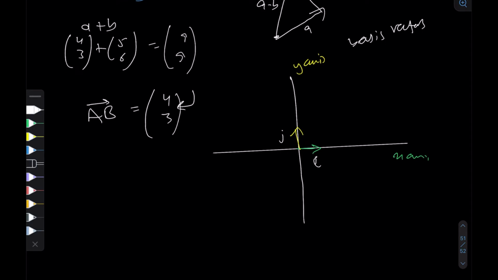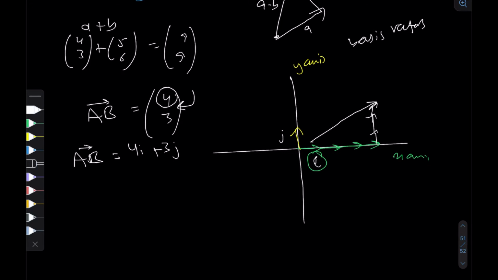So if I want to represent this thing in terms of i and j, well, we can see that we need to move 4 units in the x-axis. So what I can do is take my basis vector i and repeat it 4 times. That would be the same thing. So the point is that I can represent this in terms of basis vectors i and j as 4i plus 3j. It's the same thing, because vectors will keep on adding to give the same result.